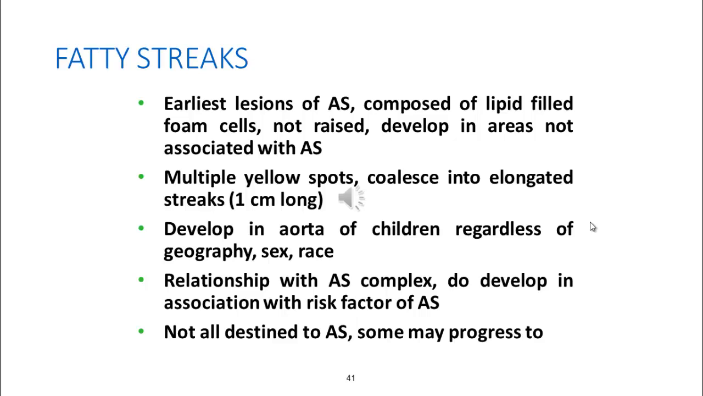The fibrofatty streaks are the earliest lesion of atherosclerosis, and these are composed of lipid-filled foam cells. They coalesce and then form a fatty streak. It can occur in the aorta of children regardless of geography, sex, and age. The relationship of the fatty streak with atherosclerosis shows that not all the fibrofatty streaks are going to progress to atherosclerosis. Some develop, some don't. Whether they develop into the atherosclerotic plaque depends upon the association with the other risk factors.